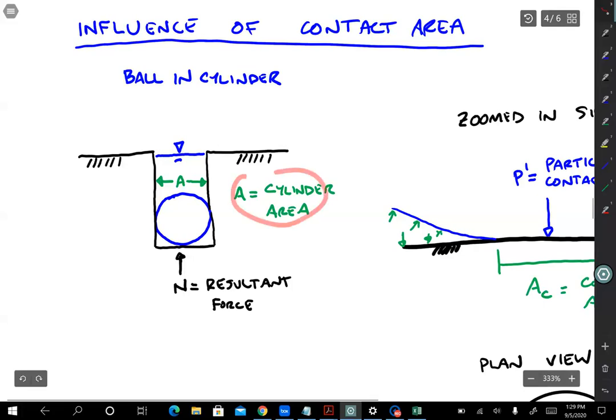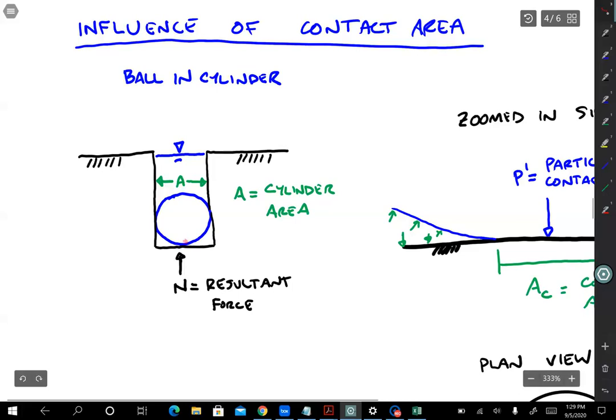So A is the cylinder area, N is the resultant force acting on the bottom of the cylinder, and the ball is submerged, so that resultant force arises from the combined effects of the weight of the ball and the weight of all of the water that's inside the cylinder that's not inside the ball, right? So it's the rest of the space.